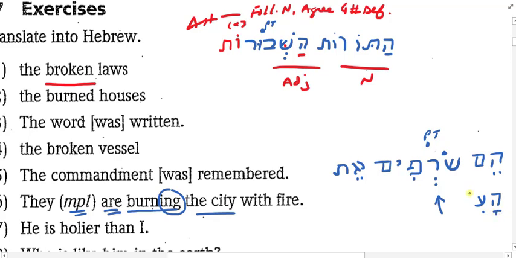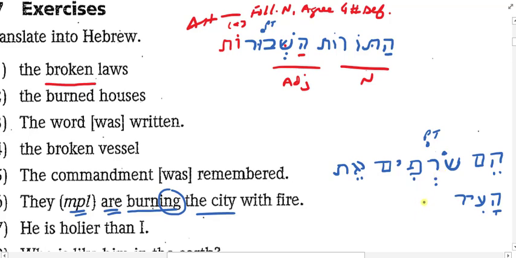Ir. Why do I have a kametz here in front of ir? Yep, that's right. Ayin's a guttural, rejects the dagesh, and so the patach has compensatorily lengthened to make up for the rejection of the dagesh. Et ha'ir. So they are burning the city with fire.